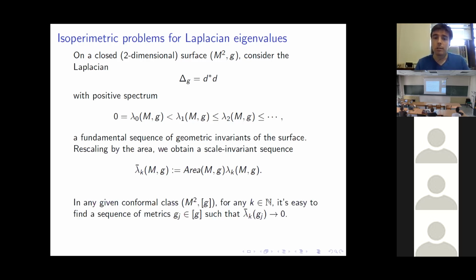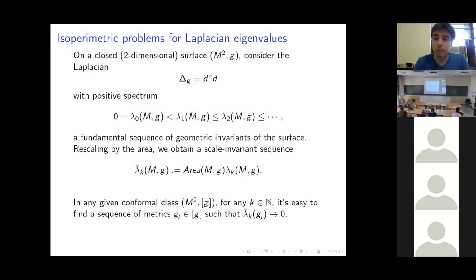It's not hard to see that in any given conformal class, we can always find a sequence of metrics which makes any given area-normalized, so scale invariant, eigenvalue tend to zero. For instance, on S2, if you want to make the first normalized eigenvalue go to zero, you can set up some kind of dumbbell situation where you have a long neck. You can imagine that the first eigenvalue looks sort of constant in one ball, constant in the other ball, and then interpolates in between with small energy along the thin neck.